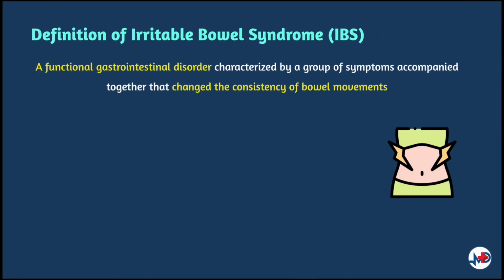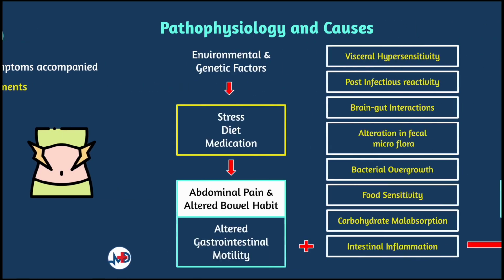IBS, referred to previously as spastic or nervous colon and spastic bowel, is a functional gastrointestinal disorder characterized by a group of symptoms accompanied together that include abdominal pain and changes in the consistency of bowel movements. This is different from inflammatory bowel disease, or IBD, which is a group of inflammatory conditions of the colon and small intestine, such as Crohn's disease and ulcerative colitis being the principal types.